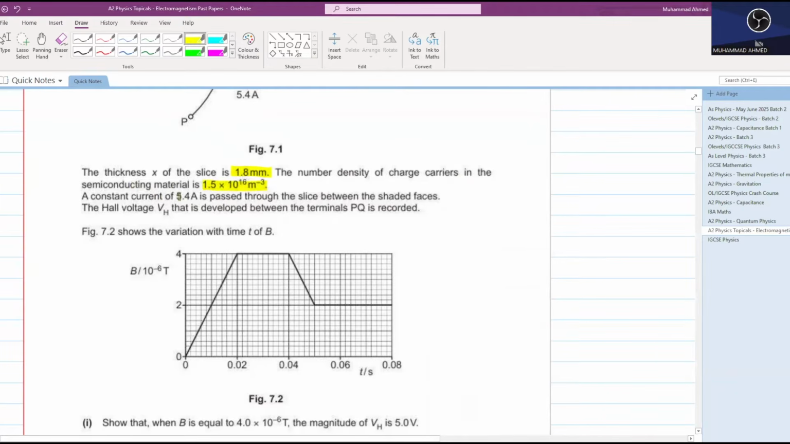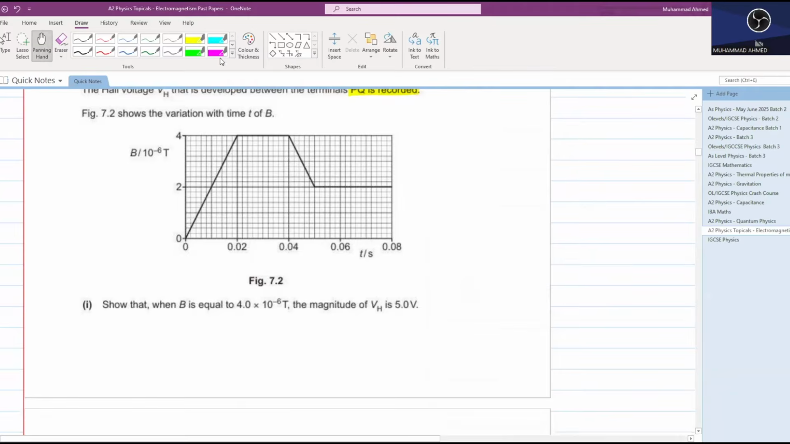A constant current is flowing. The Hall voltage VH that developed between terminals P and Q is recorded. Show that when B is equal to this value, your Hall voltage is equal to this value. So what was the formula for Hall voltage? Do you remember? Hall voltage का formula क्या था? BI over NTQ.